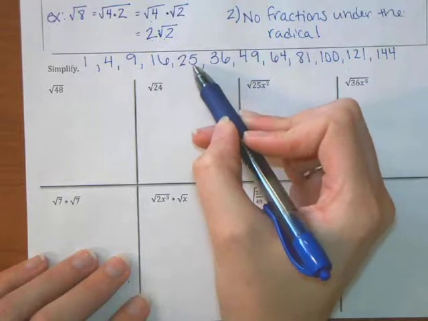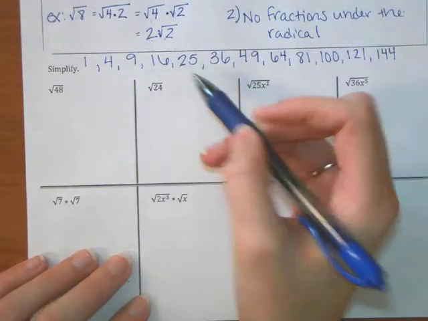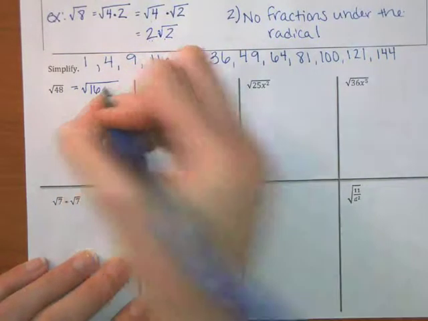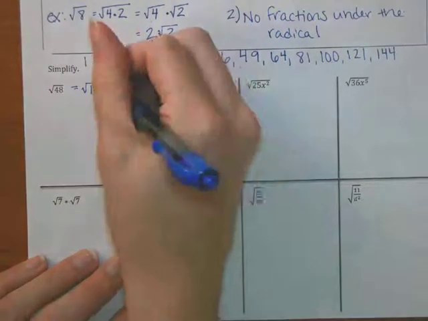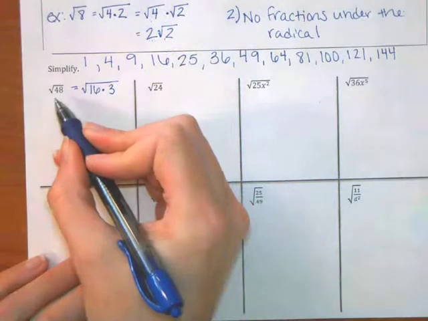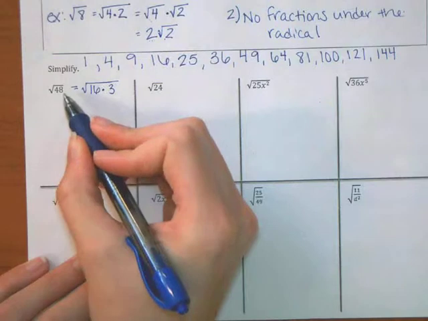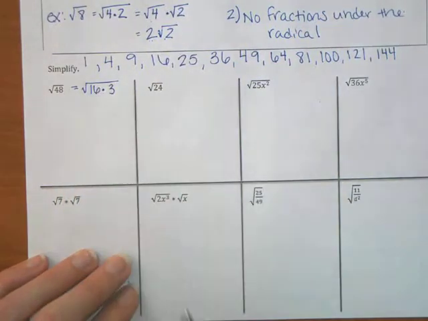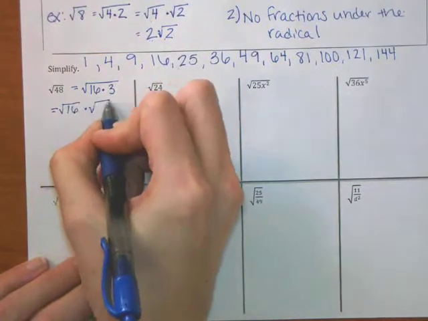Does 25 go into 48? No. Does 16 go into 48? Yes. So that's where we're going to go. So we're going to rewrite this as 16 times what gives 48? 3. So we want this multiplication to be equal to 48. So 16 times 3 is 48. Now I want to break this apart so that I can get rid of part of this radical. So this is the square root of 16 times the square root of 3.